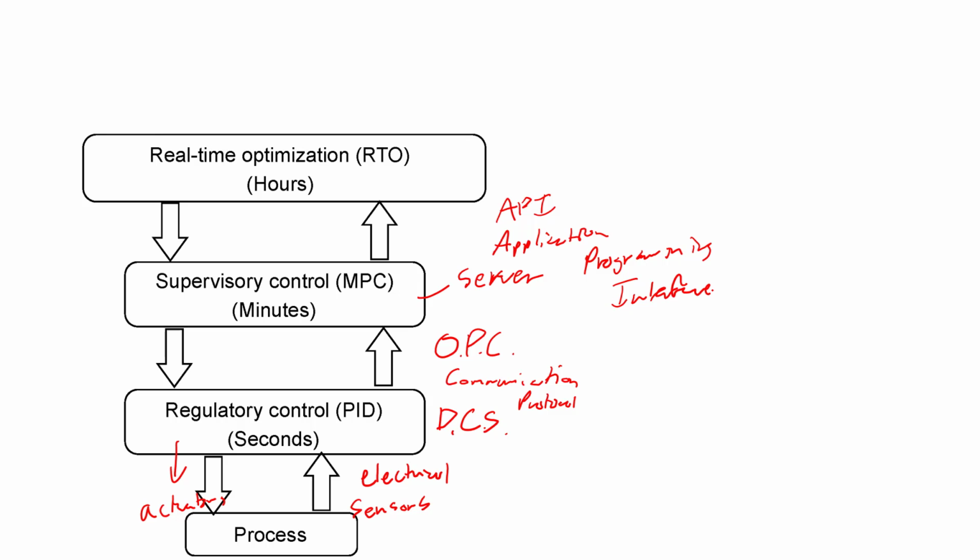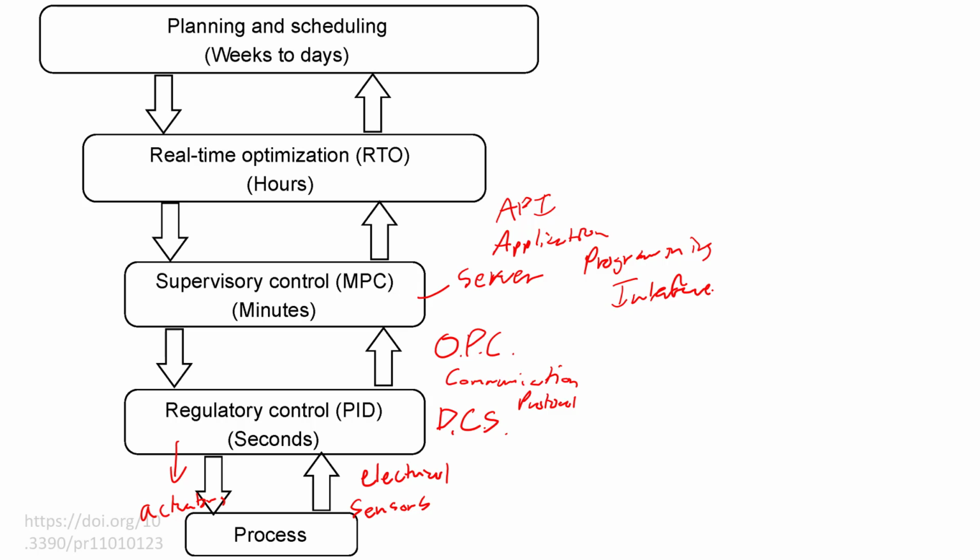And just for the sake of completing this discussion, above real-time optimization would be planning and scheduling. So here you're mapping out future conditions, days or weeks in advance. So you're trying to figure out, okay, how do I get these particular feedstocks from this place in the world to my plant, and what are the compositions of those feedstocks? How is that going to impact my profitability? How is that going to impact how I'm running my plant in these various ways?